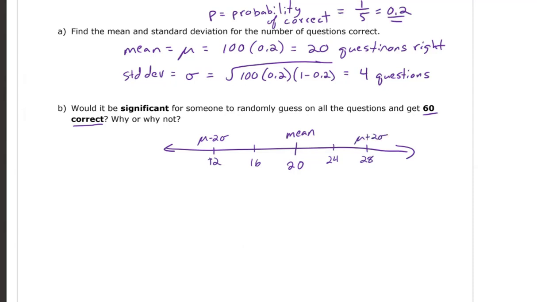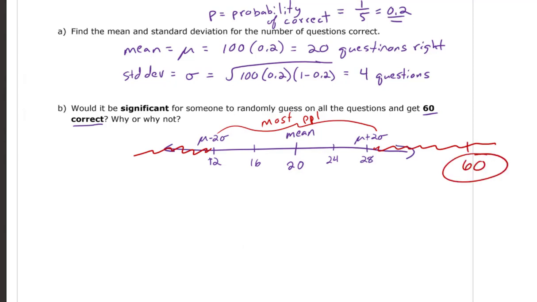This is where most people, if they're randomly guessing, would fall, between 12 and 28 questions correct. So anybody that falls outside this range would be significant. Well, 60 questions is way over here. So yes, 60 is definitely significant. Very significant.